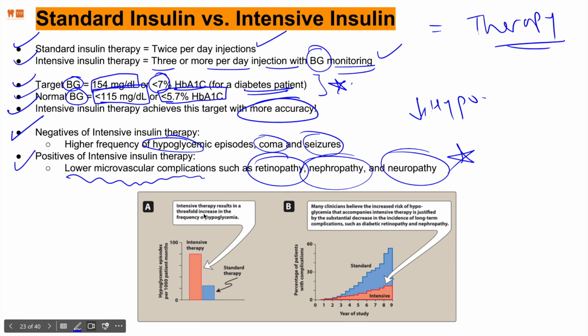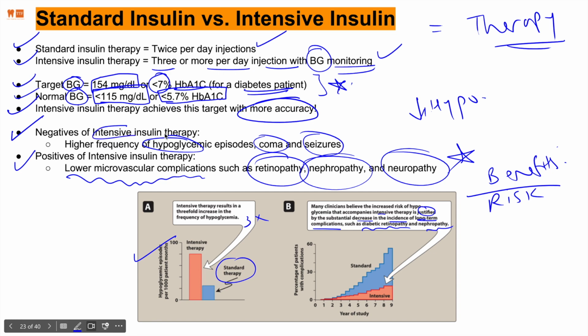So here's a diagram from our references. Intensive therapy results in a 3-fold increase in frequency of hypoglycemia. This is standard therapy. There's more chances. How much? 3 times. Many clinicians believe that the increased risk of hypoglycemia that accompanies intensive therapy is justified. Why? By the substantial decrease in incidence of long-term complications of diabetic retinopathy and nephropathy. So there is risk, but the benefits of intensive insulin therapy outweigh them.